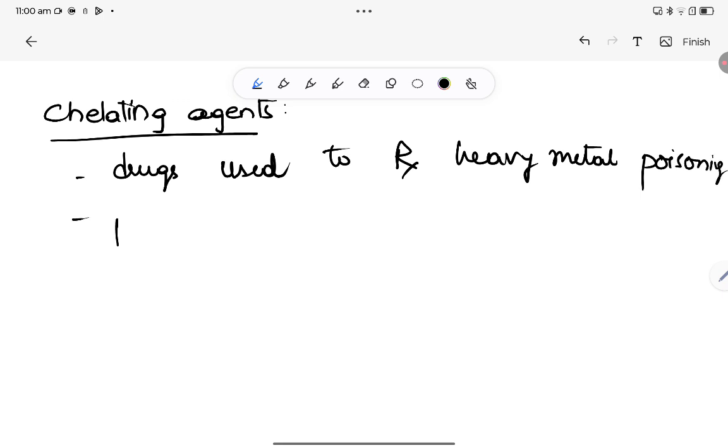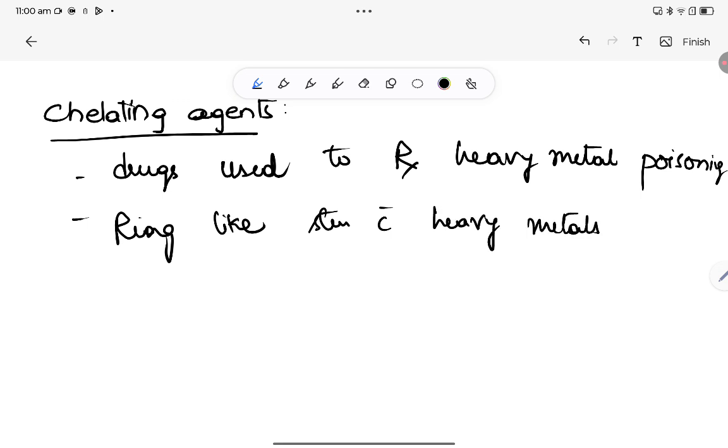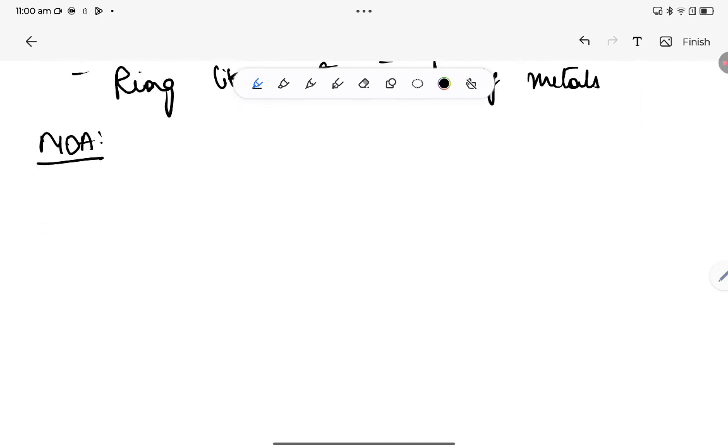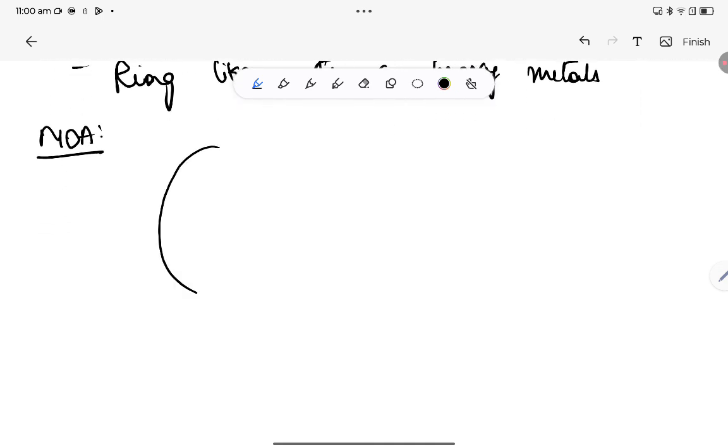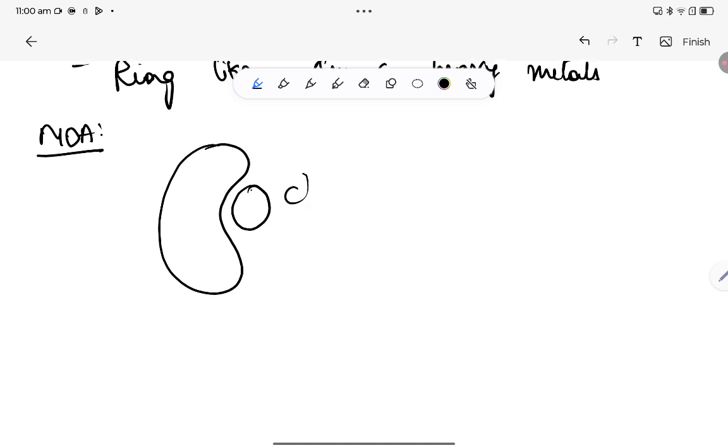These form ring-like structures with heavy metals. Usually, how do they act? They mainly act by forming a claw hold. Let us consider this as my chelating agent. My heavy metal reacts here and a claw hold is formed. This is called as claw hold.